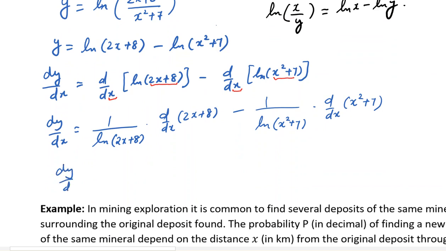So we got, okay, the derivative of 2x plus 8 is just 2, so you get 2 over 2x plus 8. Similarly here, the derivative of x squared is 2x, and we got 2x over x squared plus 7. So this is what we got in this case.